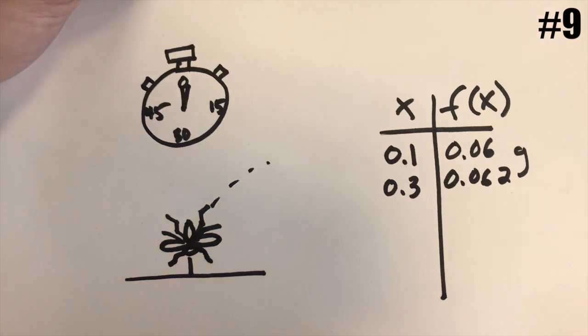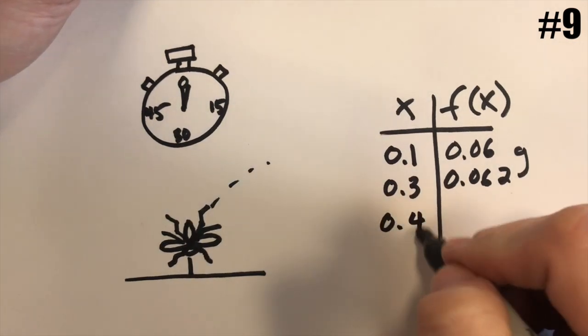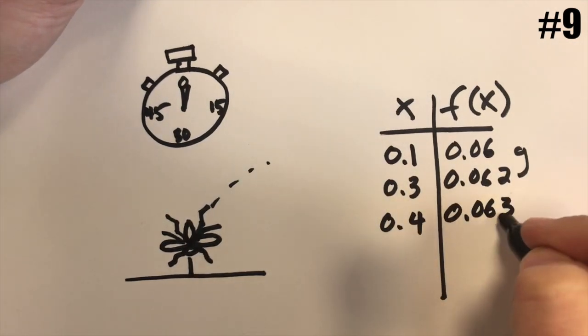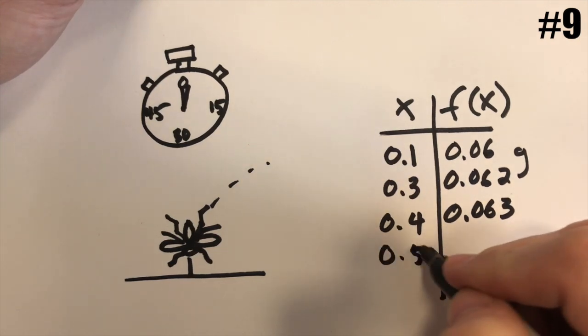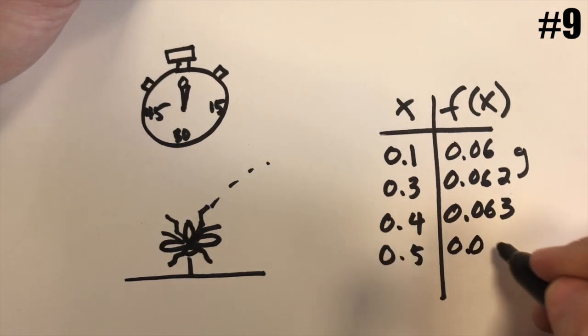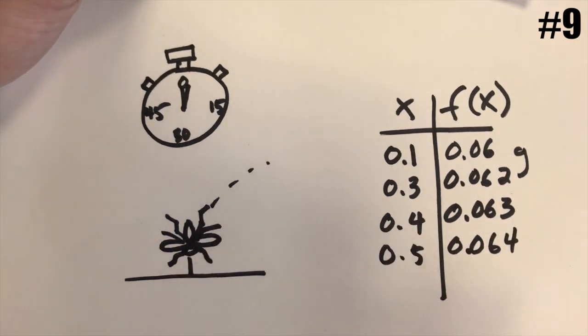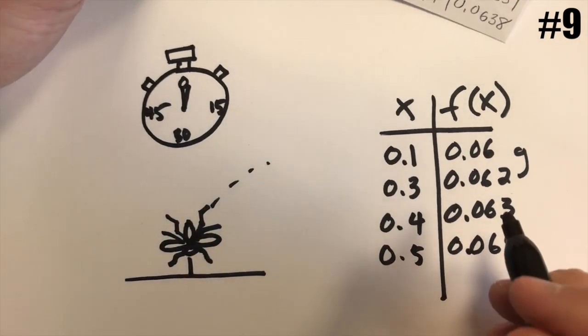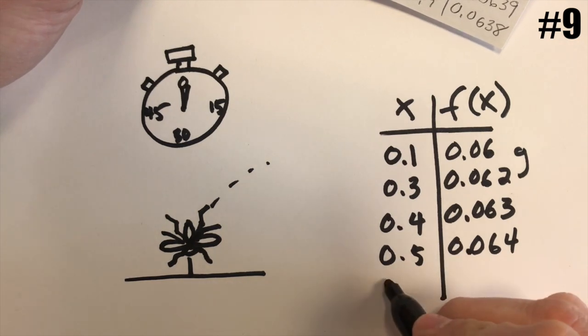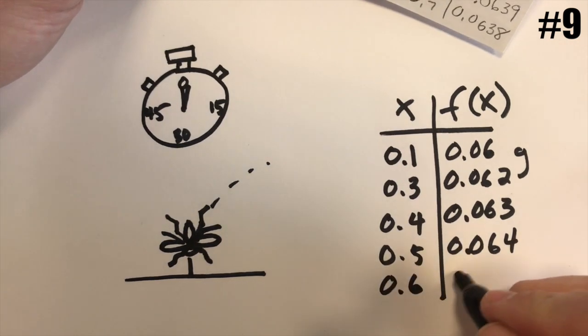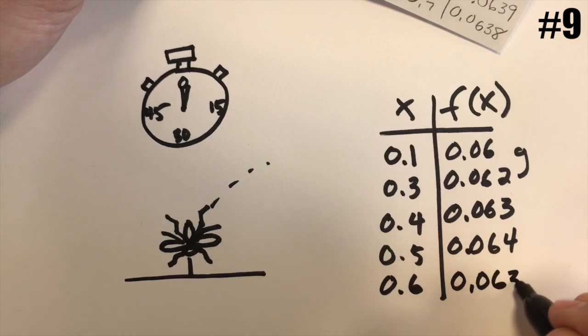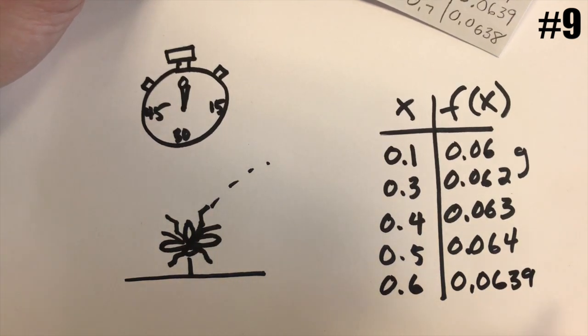Now he's at 0.062. At 0.4 seconds, he's at 0.063. At 0.5, he's at 0.064. But then he flies away, he almost gets swatted. And just like anything that's alive, everything loses weight if it's not eating or gaining weight. Just by exhaling, you lose weight. So then at 0.6 seconds, just by living, it's down a 10,000th of a gram.